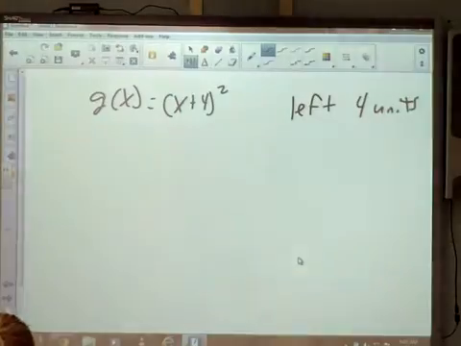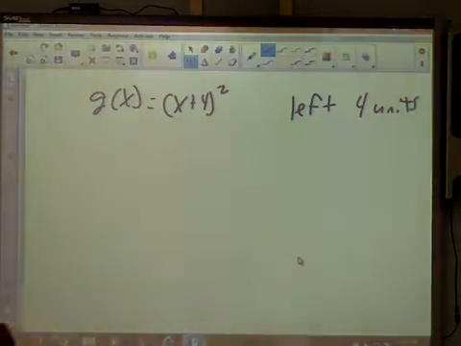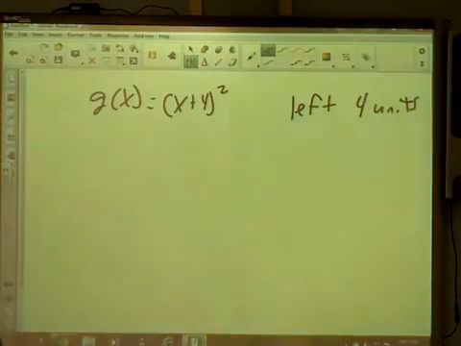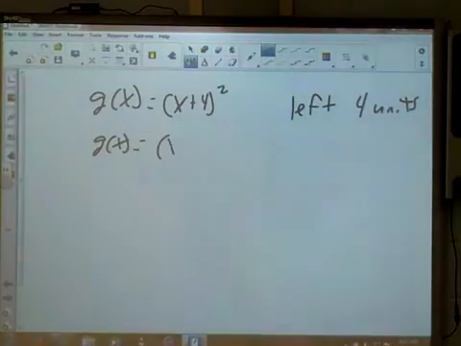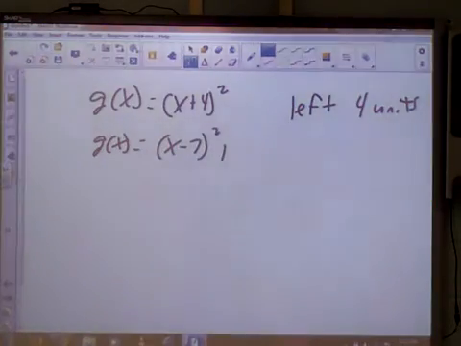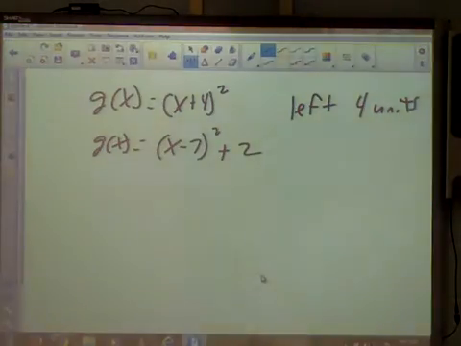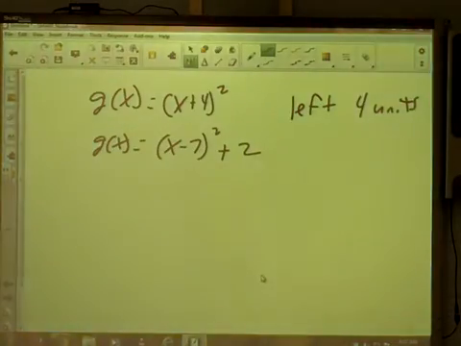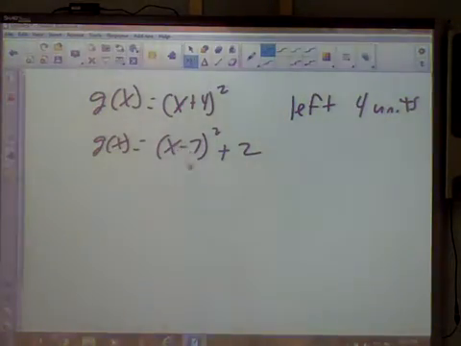Okay? Alright, what if I had g of x equals (x minus 7) squared plus 2? And the directions are the same. Describe the transformation. Okay, in with the x, I see a minus 7, and when I'm in with the x, it's always the opposite way. So the opposite of minus 7 will be right 7.